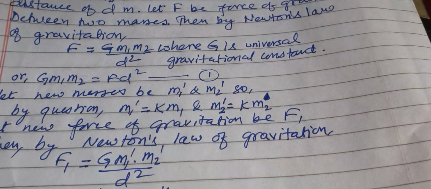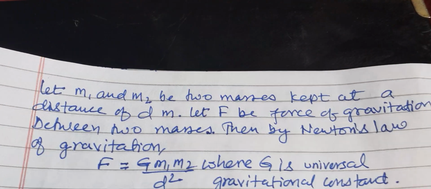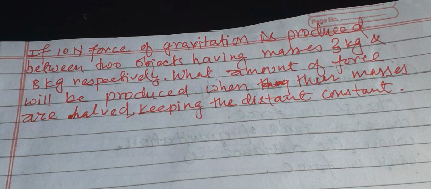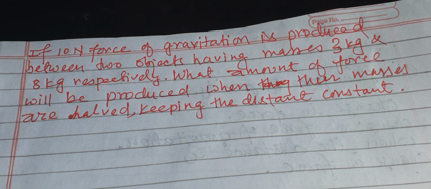Now we have particular solutions. Let us see this particular numerical problem. If 2 Newton force of gravitation is produced between two objects having masses 3 kg and 8 kg respectively, what amount of force of gravitation will be produced when their masses are halved, keeping the distance constant? Look at here. The distance remains unchanged while the mass is changed.